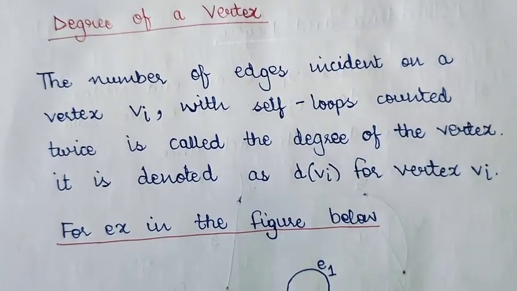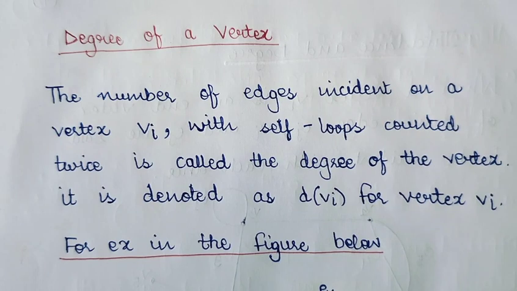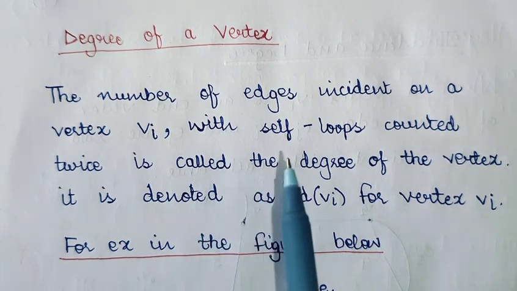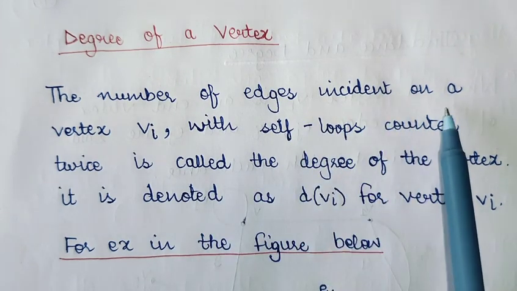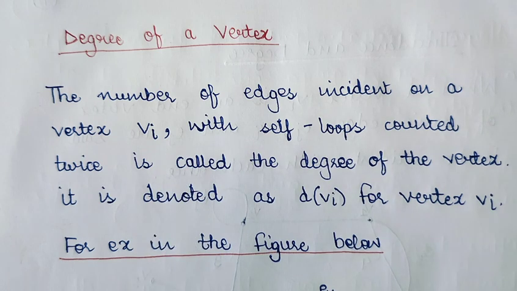Now, let's see the degree of a vertex. The degree of a vertex means the number of edges that are incident on a vertex Vi, or in other words, the number of edges that are associated with a vertex Vi, where Vi represents any random vertex. It can be vertex V1, V2, V3.